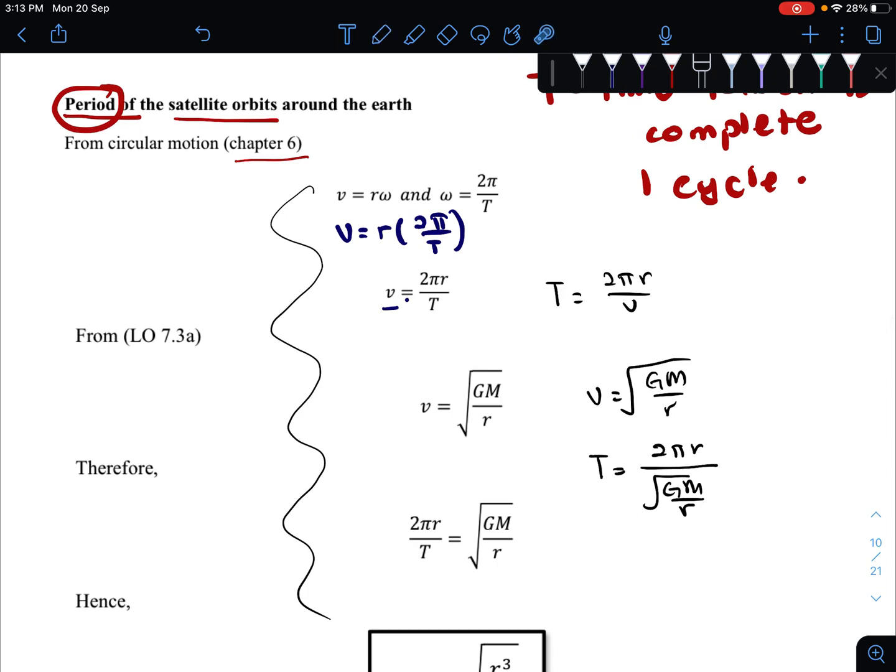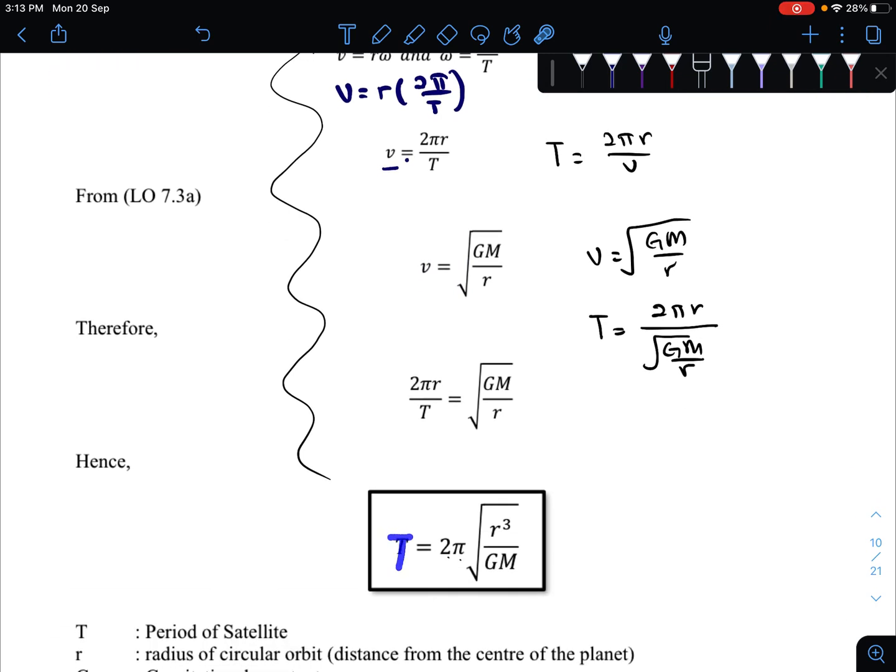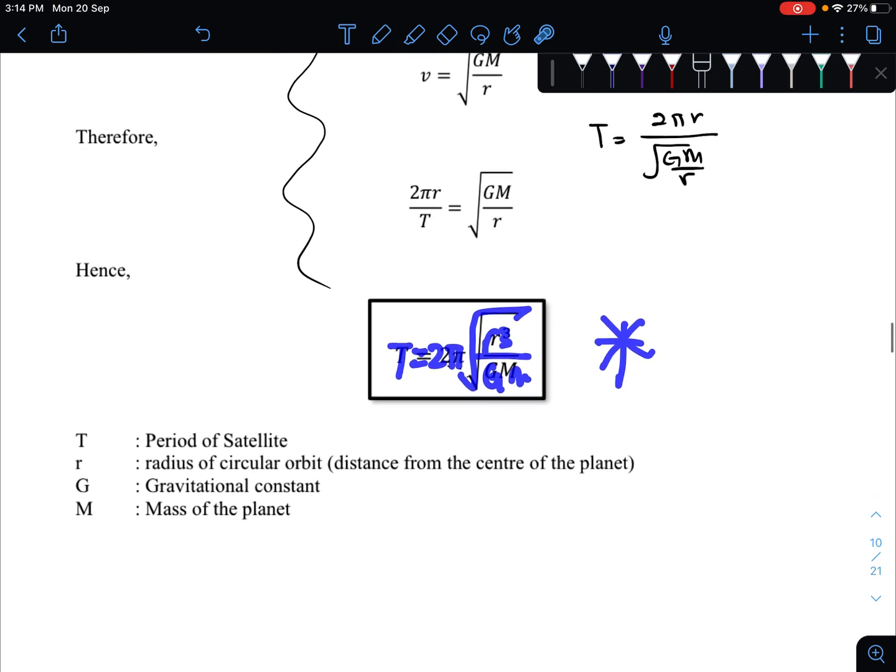For the period, to get the period, you start from the linear velocity from chapter 6, v equals r omega, and omega is 2 pi over T. Then you substitute: v equals 2 pi r over the period. Now we have the period term, and we want to find it. Whereas v we already learned is square root of GM over r. Then you substitute that into here. You do your math, and you will get the period equals 2 pi square root of r cube over GM. So this is the period of the satellite. The T here is the period of the satellite.